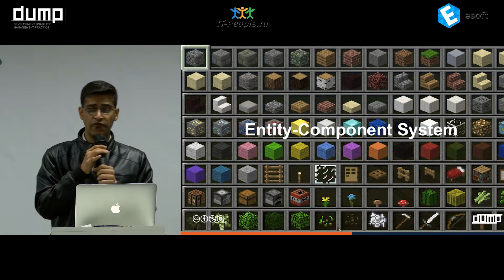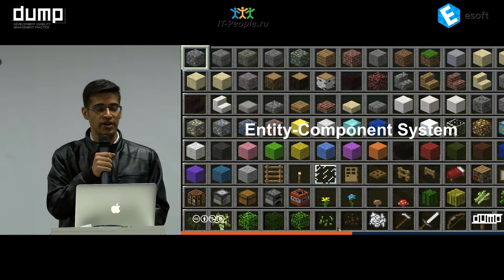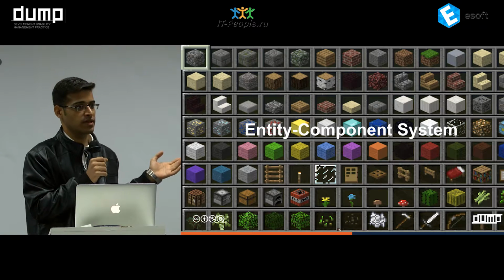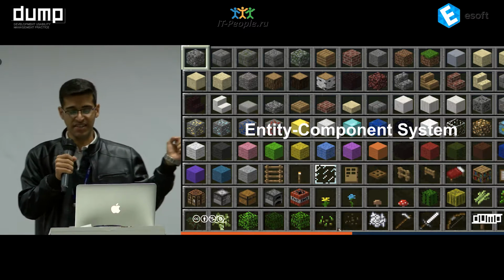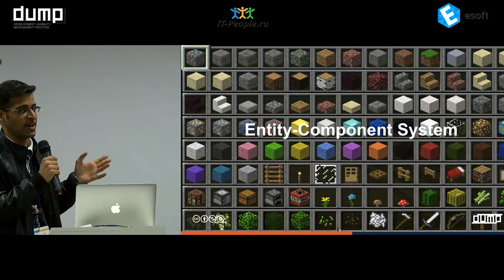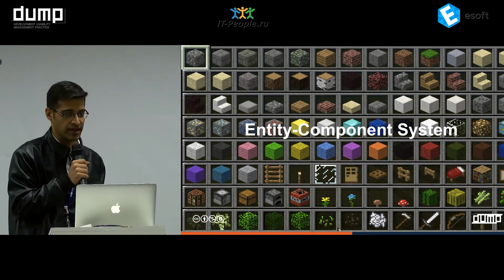Moving on. A-Frame is an entity component framework. Have any of you used Unity? Quite some people. So, entity component system is popular in game development and is used by software like Unity 3D.